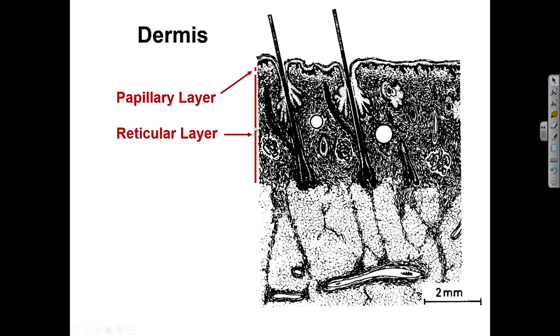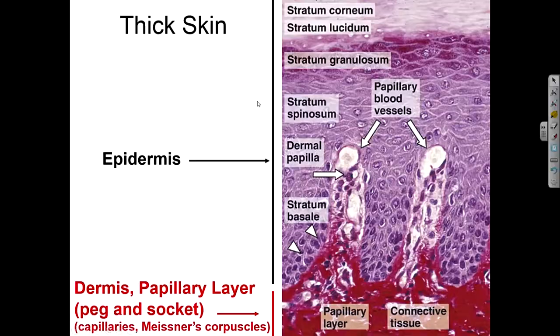The papillary layer is much smaller than the reticular layer of the dermis. The papillary layer is basically the peg and socket layer that interdigitates into the epidermis. So you can imagine you've got the epidermis layer and you've got a dermis layer, so you've got these two layers, right? And if you apply a shear force, just by rubbing, you might split those two layers apart and you'd get the epidermis coming away from the dermis.